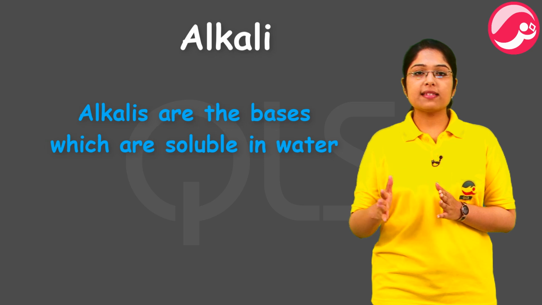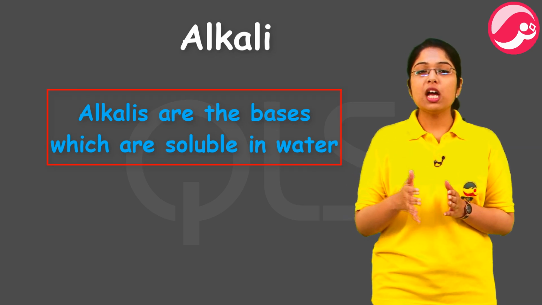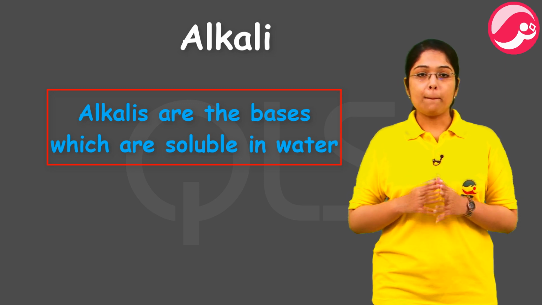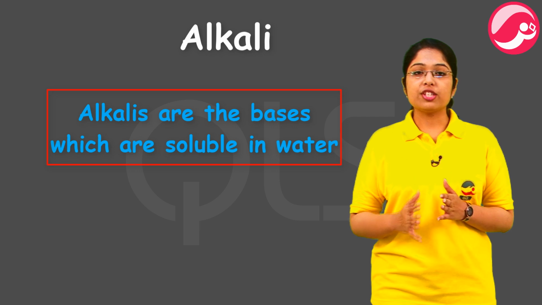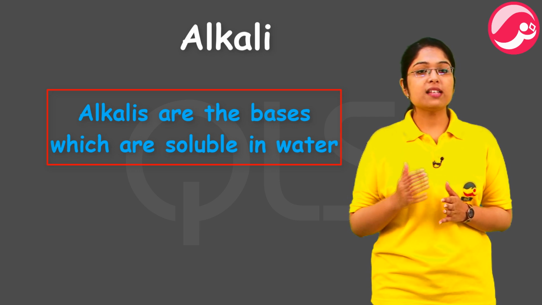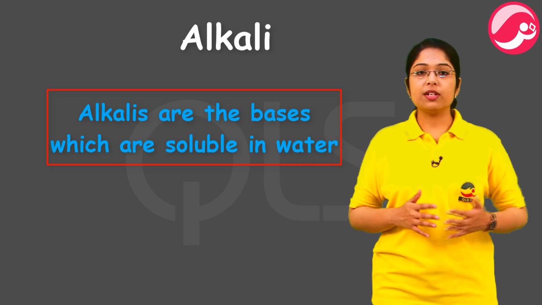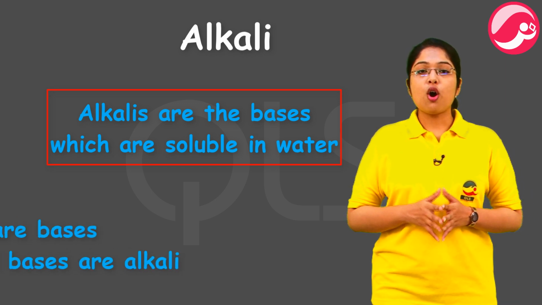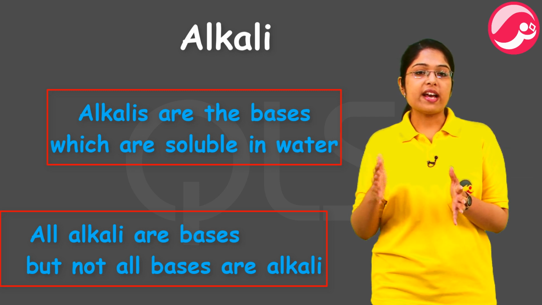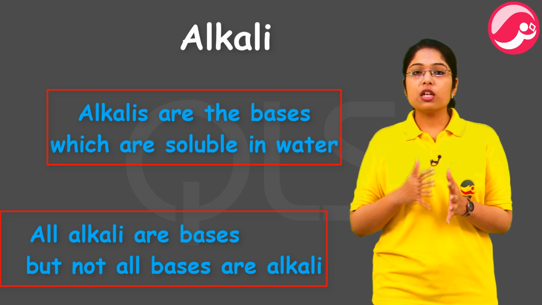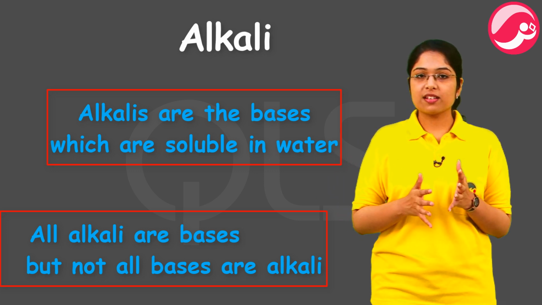Alkali are the bases which are soluble in water. ऐसे bases जो water में soluble हैं, हम उन्हें alkali कहते हैं. But not all bases are soluble in water. So the ones which are soluble in water are termed as alkali. The chemical properties of alkali and bases are also similar. So we can say that all alkalis are bases, but not all bases are alkali. Just like all squares are rectangles, but not all rectangles are squares.